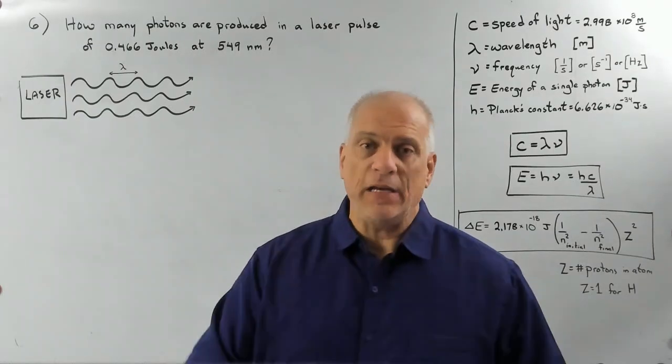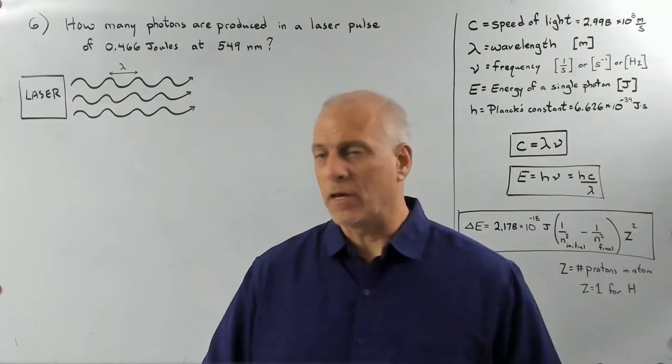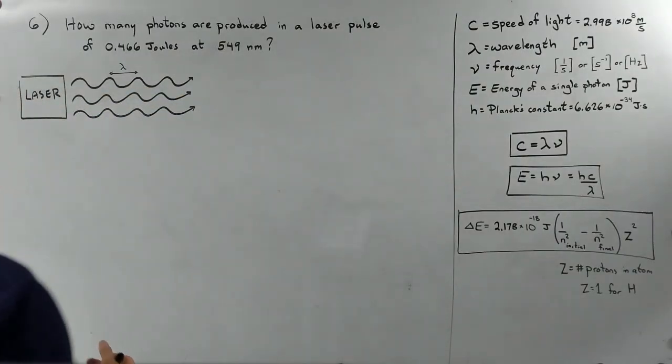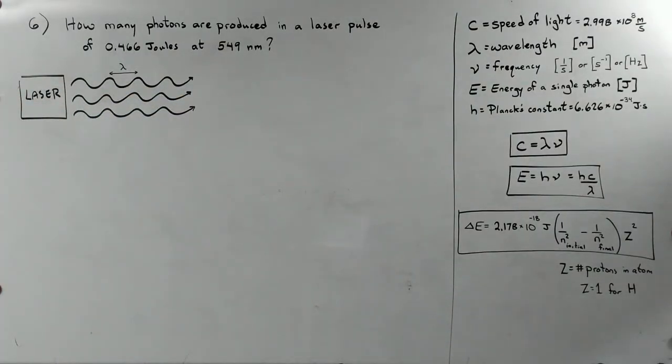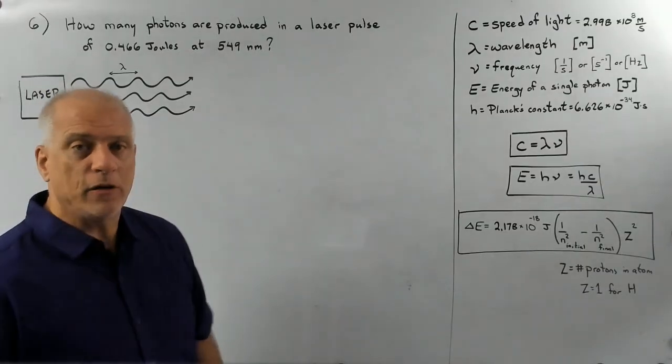Lasers will release pulses of light waves. And in this problem, the question is how many photons are produced in a laser pulse of 0.466 joules at 549 nanometers. So what we have to realize here is a couple of things.